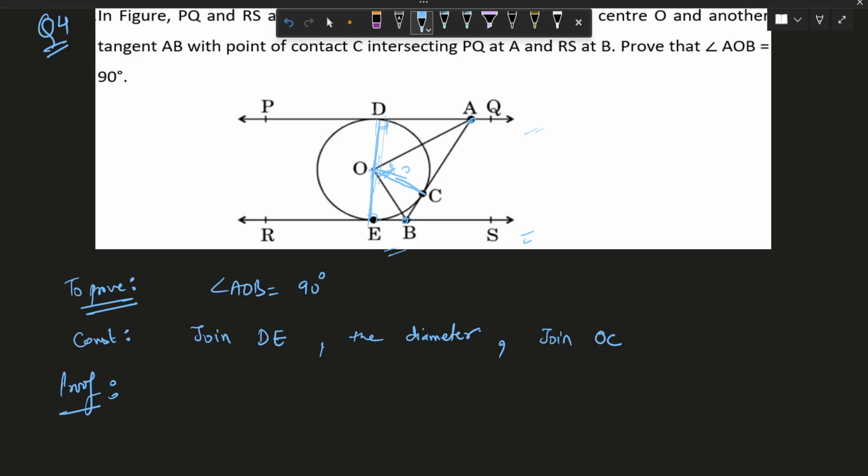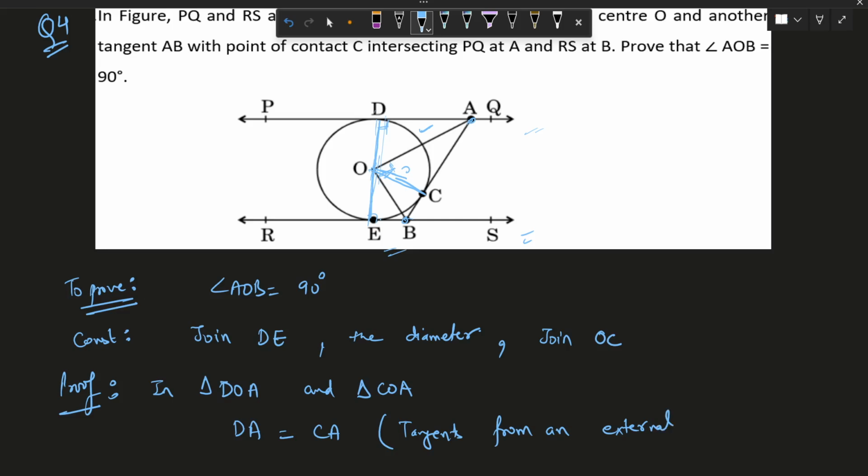First prove triangle DOA and triangle COA congruent, because it's a 3 marker we have to prove. So what do you have over here? You have DA equals to CA. Reason, tangents from an external point are equal. You know this theorem. Tangents from an external point are equal.